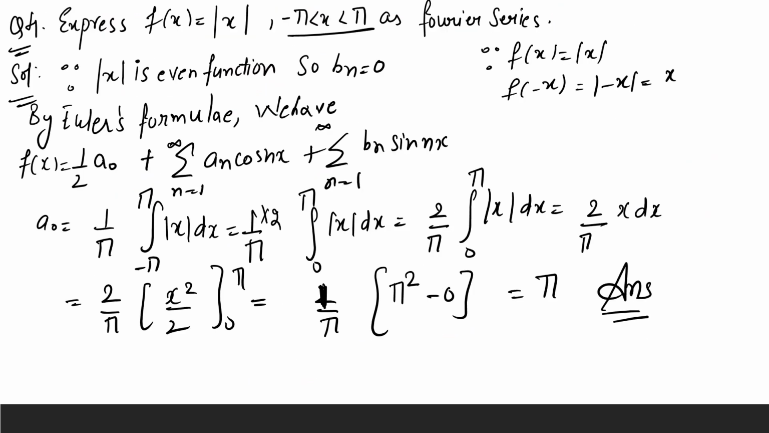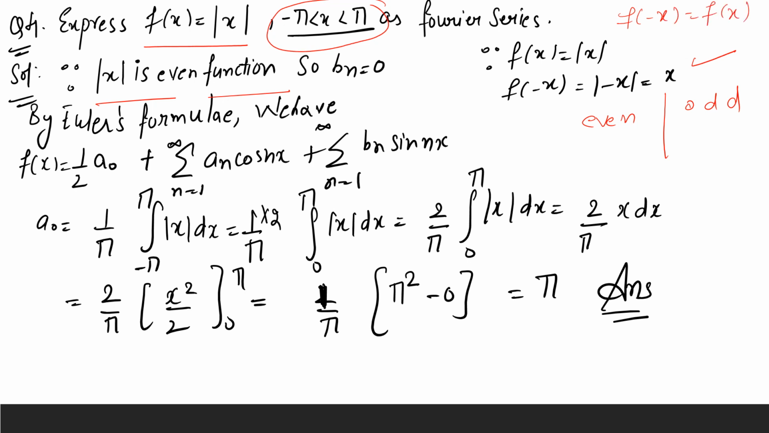Question number 4 is express fx is equal to mod x, minus pi to pi, that is range lies between minus pi to pi. Whenever range lies between minus pi to pi, there is extra benefit that we can check even and odd function. First, even: you know that mod x is even function. When we put x value minus x in mod, that will be x. So f minus x is equal to fx. So the function is even.